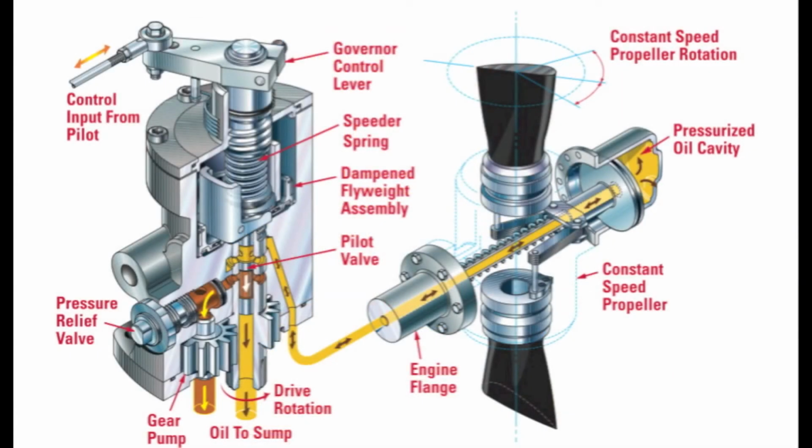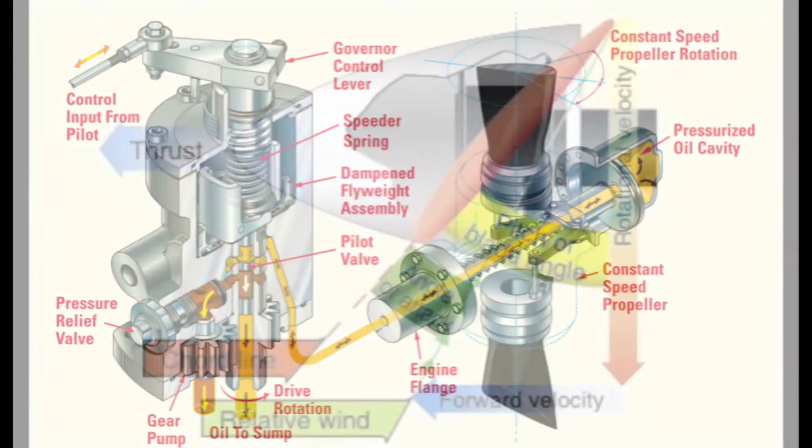The propeller uses a device called a governor to maintain the speed of the engine by varying the blade angle and pitch of the propeller. A governor is a mechanical device that controls the speed of the engine by varying the pitch of the propeller to match the selected RPM.